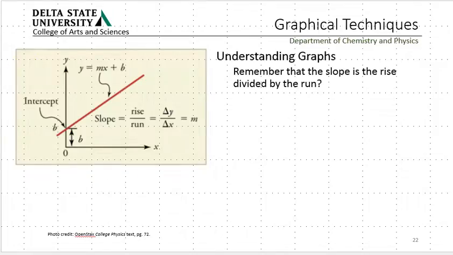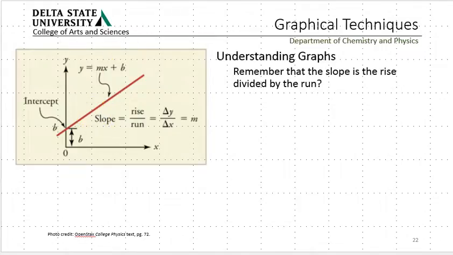All right, so slope is nothing other than rise over run. Right, if we have this straight line, y equals mx plus b, the slope of this line is that m, which is the change in y over the change in x. Now, remember that form, y equals mx plus b.